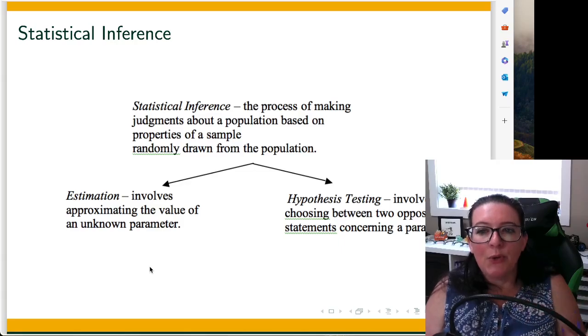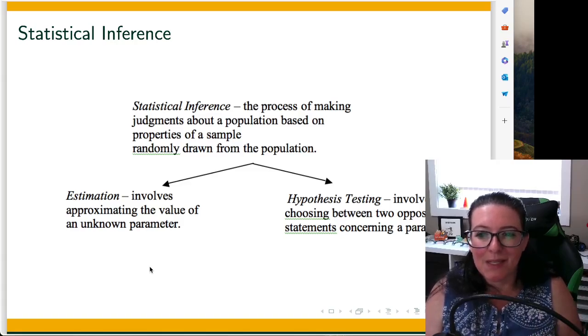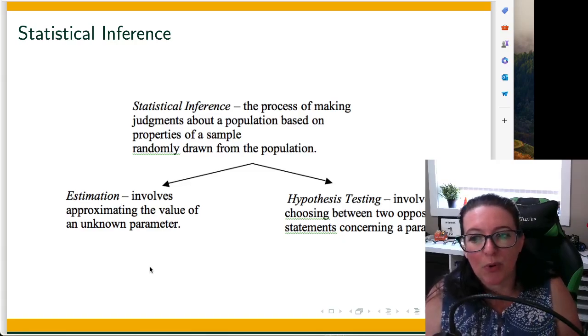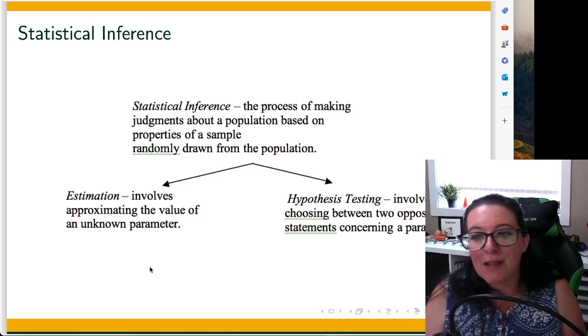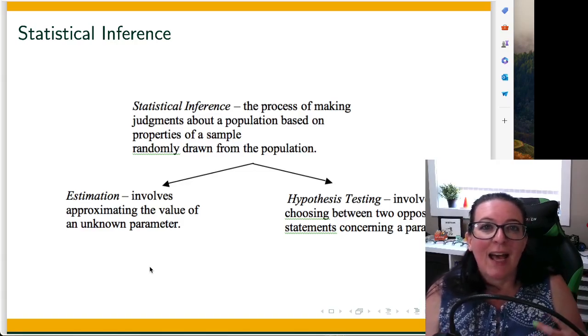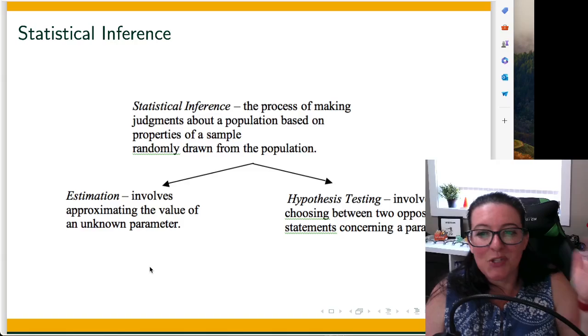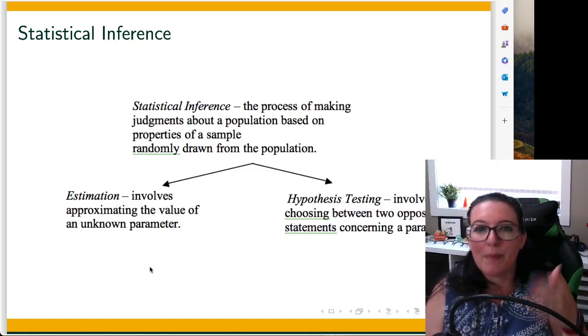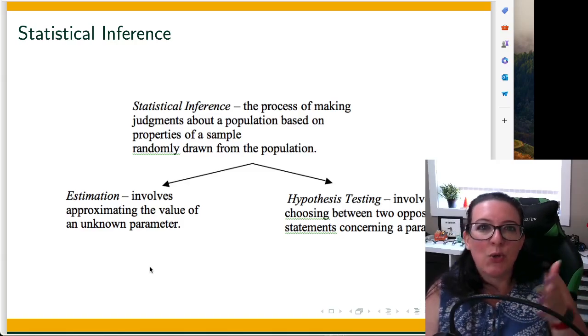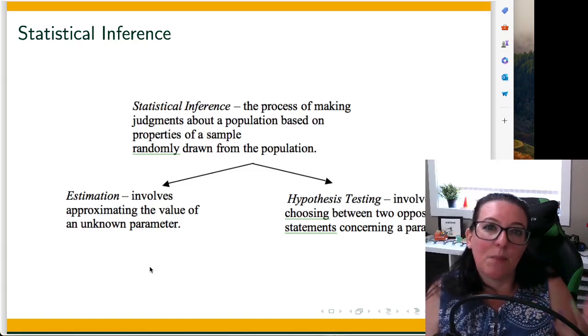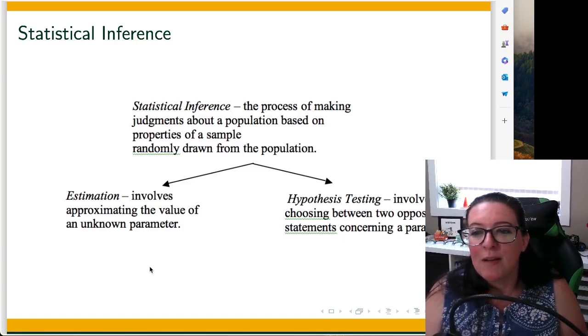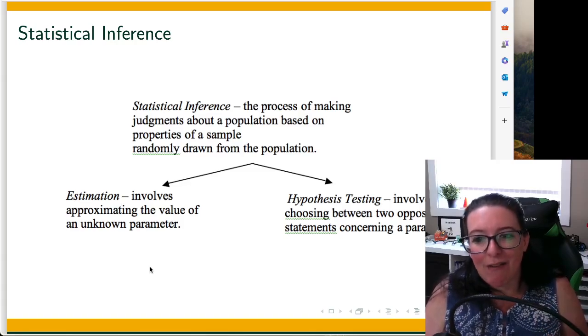Now, how do you make judgments about the population? Well, one option is to estimate. We can have a point estimate. We're approximating the value of some unknown population parameter. So we've been talking about sampling distributions and using the sample mean and the distribution of the sample means through repeated sampling to get to a population parameter like the population mean or average. So we're trying to get an estimate of that value.